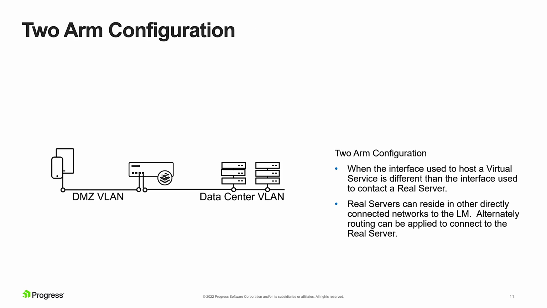Two arm configurations are more of a traditional DMZ approach, where the load balancer is connected to two different networks from a data perspective. One network would be the DMZ network, which the users would come into, and the other network would be the network the application servers reside on.